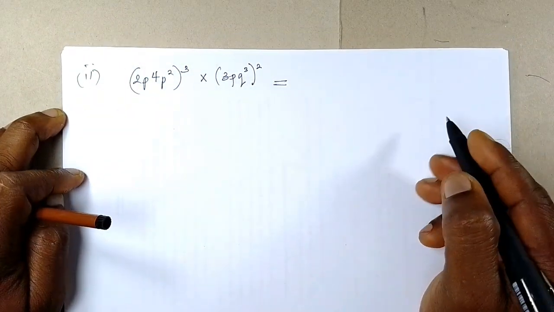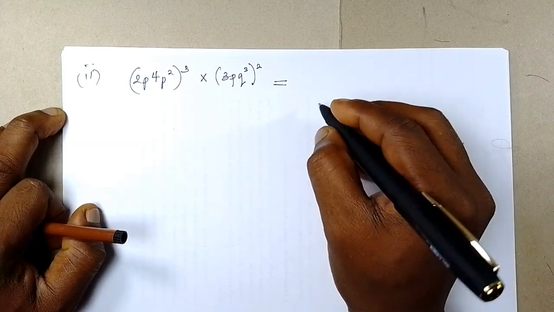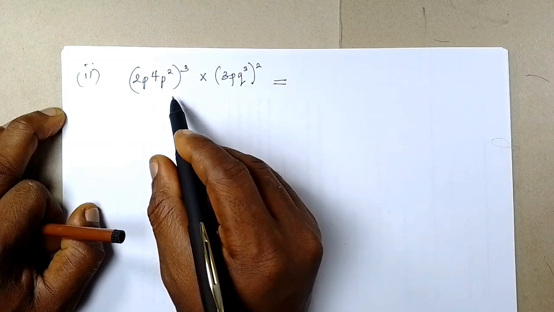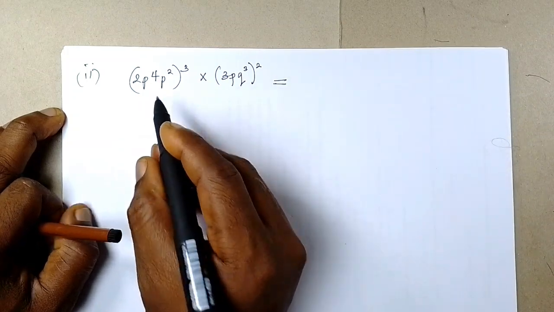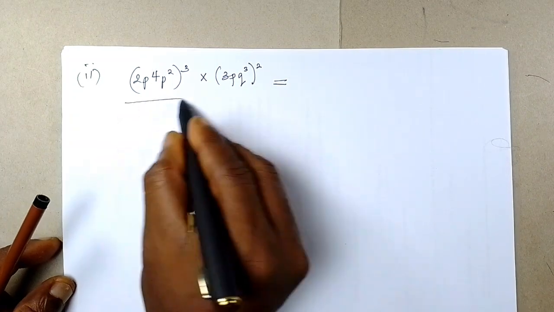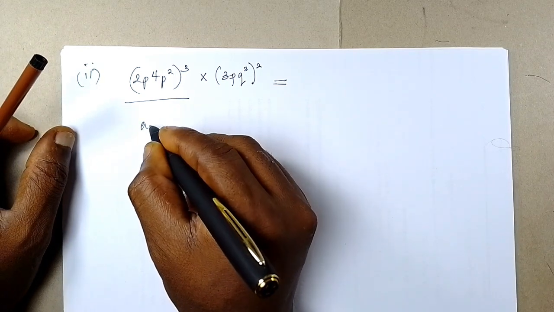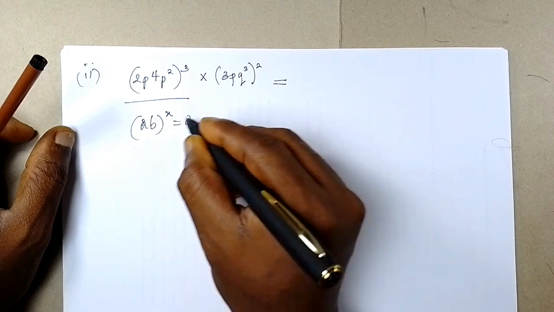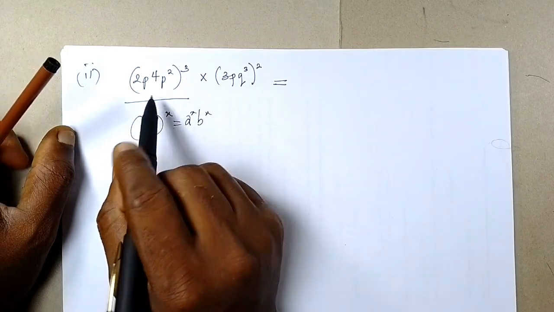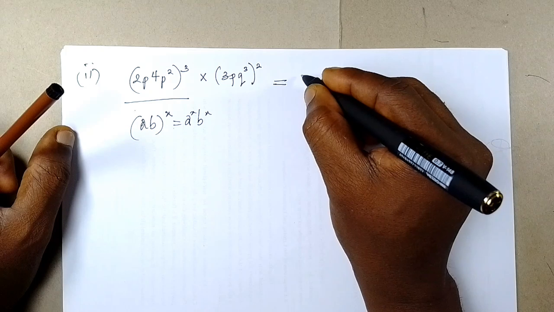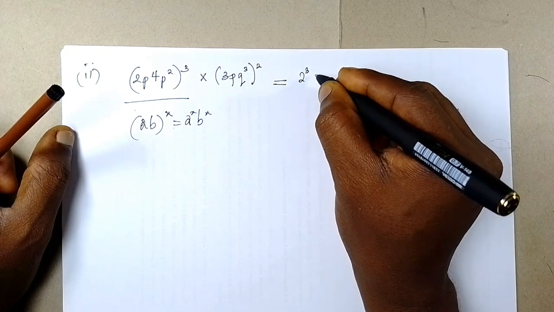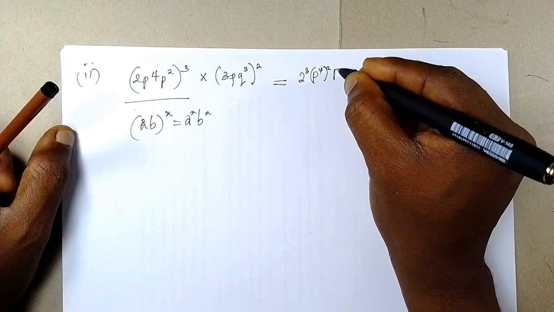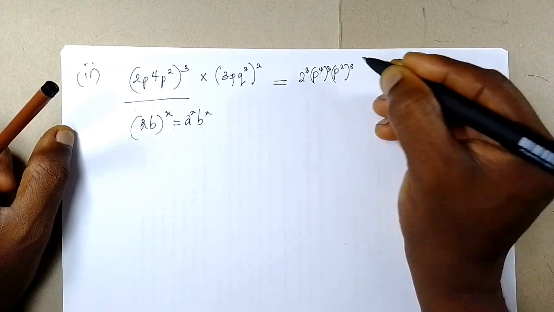So if you are given a problem like this to simplify, what would you do? Now please take note, like we did earlier on, I could start with expanding. I would apply to this part the law of shared powers: ab raised to power x equals a raised to power x, b raised to power x. That is the law I'm going to apply here. So if I do that, I'm going to have 2 raised to power 3, p raised to power 4 squared, and p raised to power 2 raised to power 3. Okay, so this should be 3.